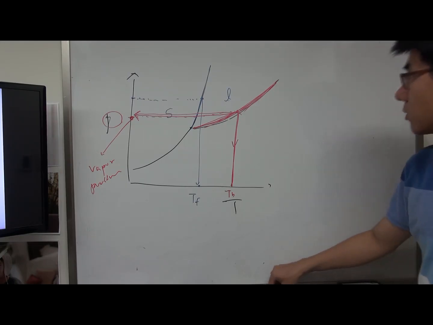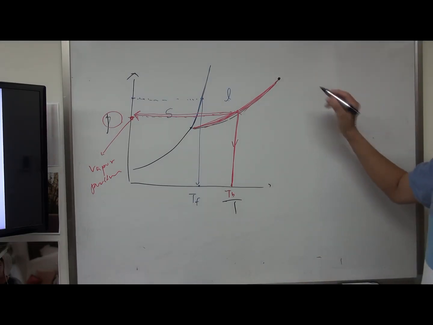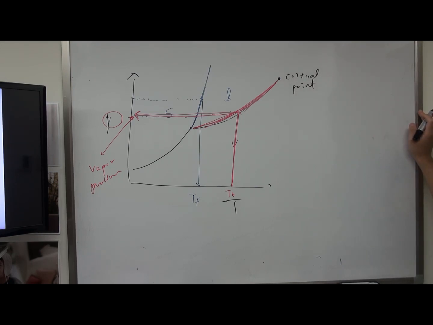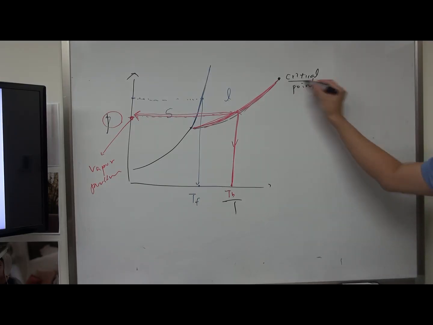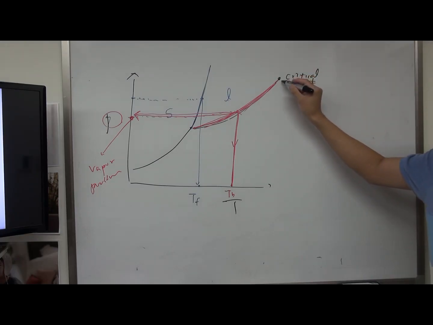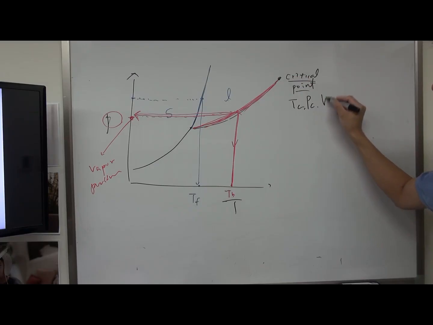Right, what else? We have here another point called critical point. You might remember from the previous chapter that when we dealt with condensation of carbon dioxide, CO2, we encountered critical point or critical temperature, right? That's this one. So the temperature or pressure at this point is called critical temperature, critical pressure, or critical volume, something like that.